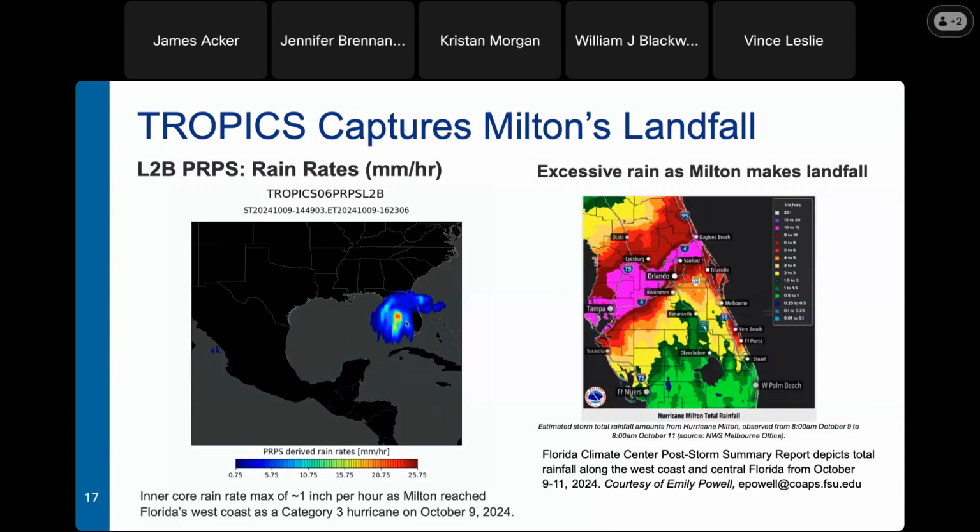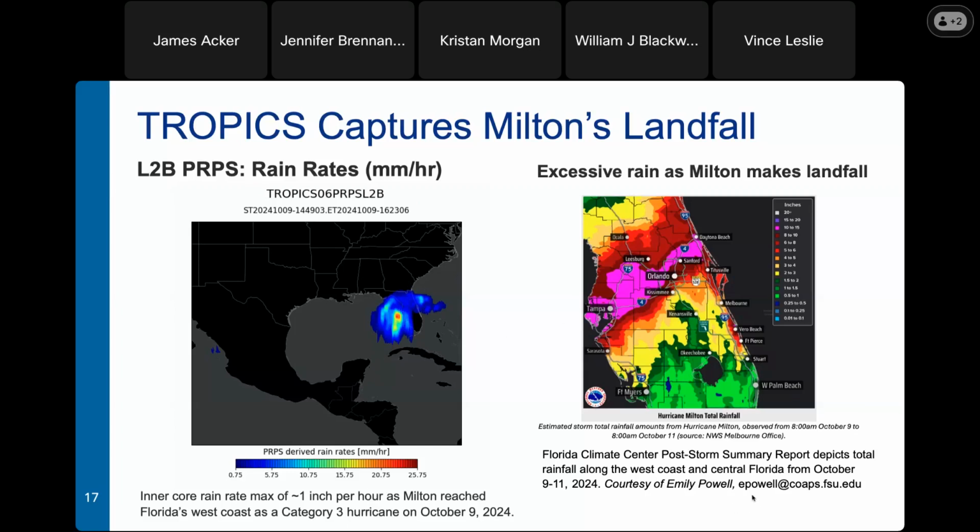And remember that at this point, Milton had lost a little bit of steam, if you will, and was downgraded to a Category 3 hurricane. But the significance of it was that it was still holding a lot of water vapor, a lot of precipitable water that was ultimately precipitated over Florida.